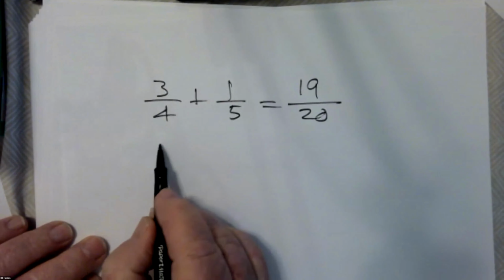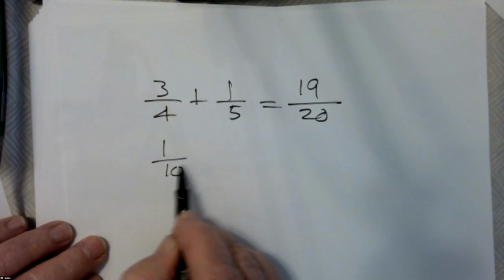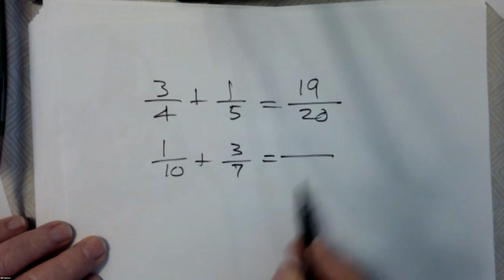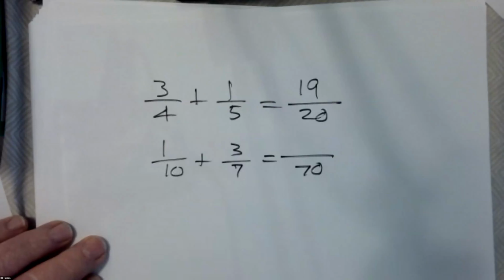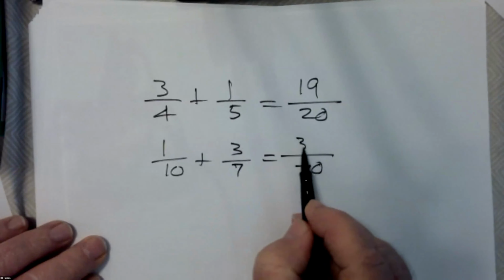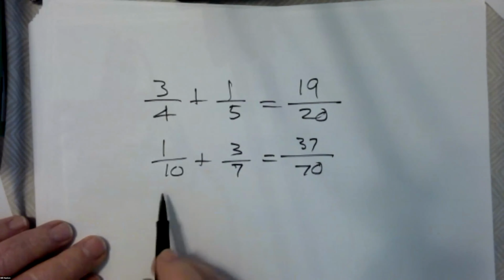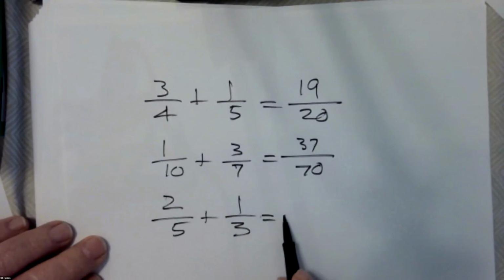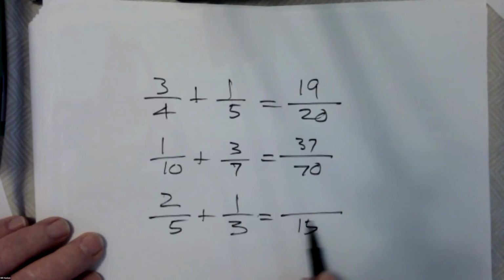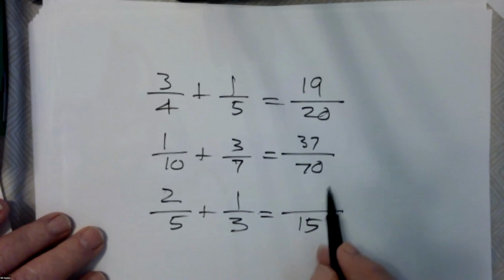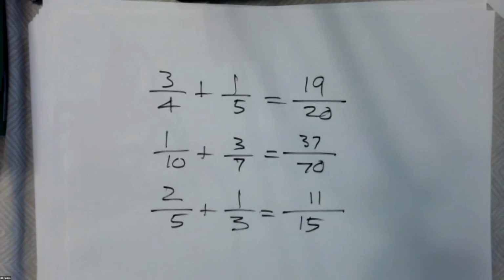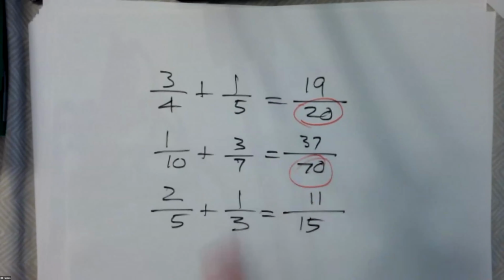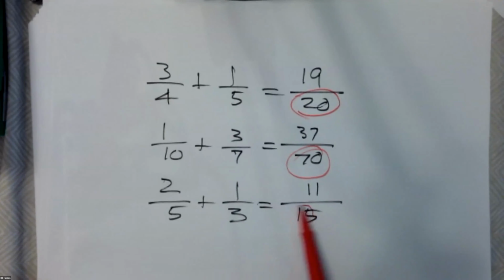If I had a problem like, let's say 1/10 plus 3/7, my common denominator is going to be 70, and my numerator is going to be 37. If I have a problem like 2/5 plus 1/3, my common denominator is going to be 15, and my numerator is going to be 11. So now I'm going to ask kids, do you see where the 20 came from? Do you see where the 70 came from? Do you see where the 15 came from?